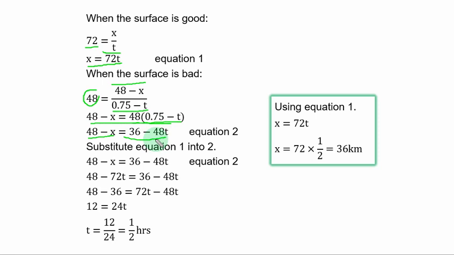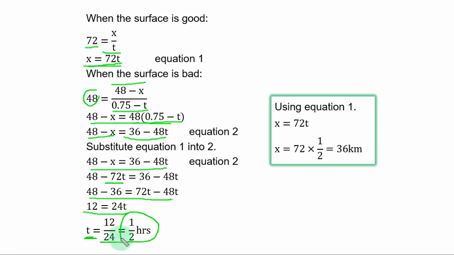To get the value of T first, you need to substitute equation 1 into equation 2. So this is equation 2. Equation 1 is this. Where you see S, you replace S with 72T. You collect like terms, you get this result. If you subtract, you get this result. Divide both sides by 12. Divide both sides by 24. So T is 12 over 24, and that is 1 over 2 hours.